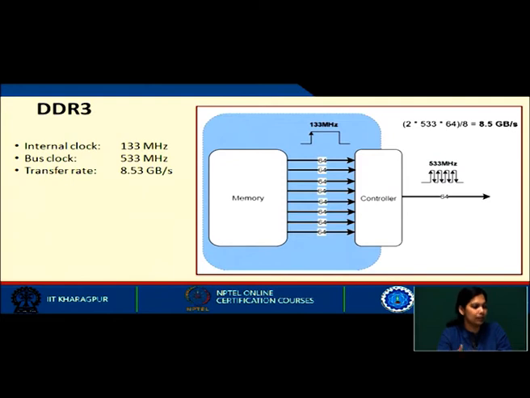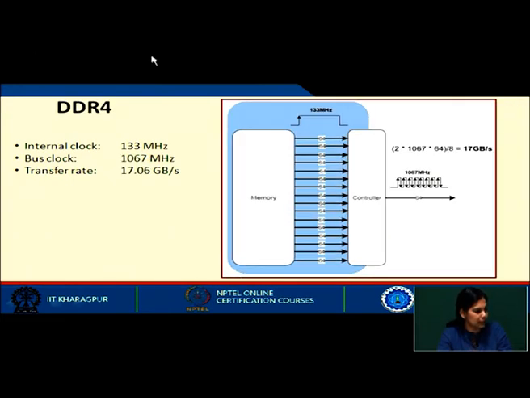We need to have faster memories. Similarly, in DDR4, this is 4 times, and then you have 16 such data buses in between, and here you will multiply 2 into this 1067 into 64, because each time 64 bits of data will be transferred, divided by 8, which is roughly coming around to 17.06 gigabits per second.